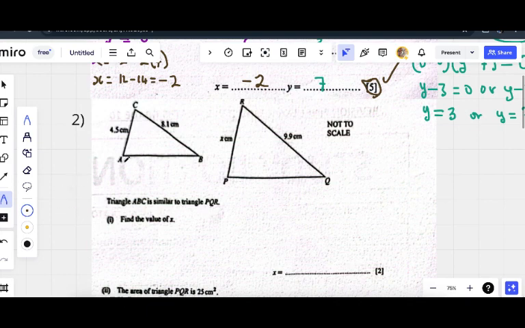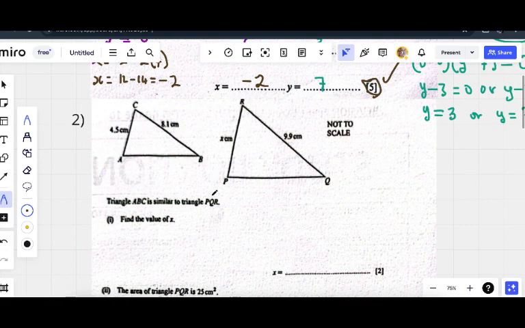We have the first one, the smaller one, triangle ABC. Side AC is given to us as 4.5 centimeters, and CB is given as 8.1 centimeters. Now you see this triangle PQR. We have PQ given as x centimeters, meaning they're going to ask us to calculate this side, and QR is 9.9 centimeters. Triangle ABC is similar to triangle PQR. Find the value of x.